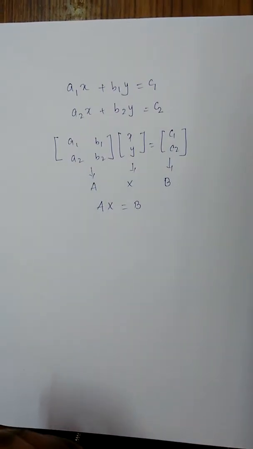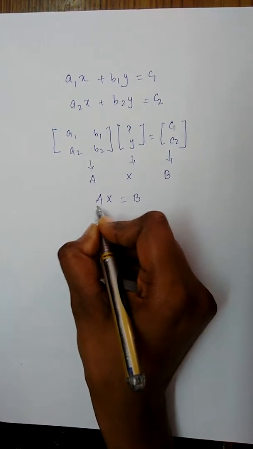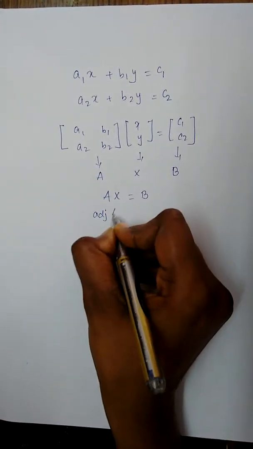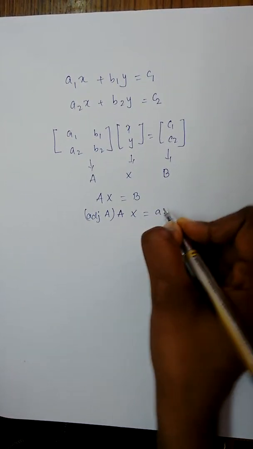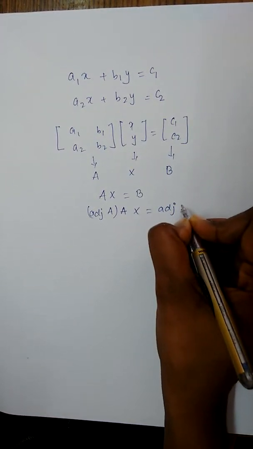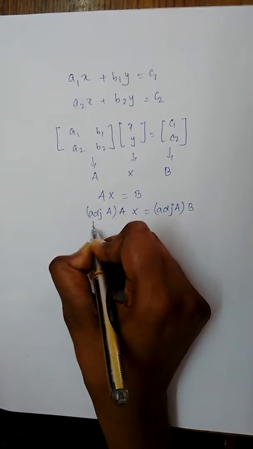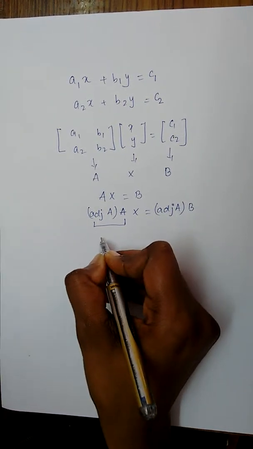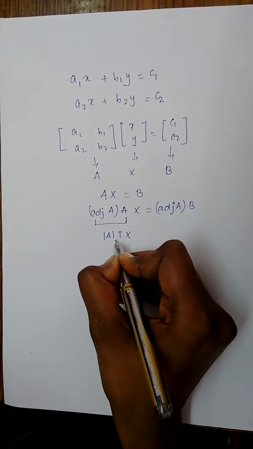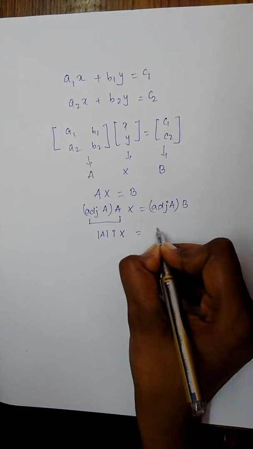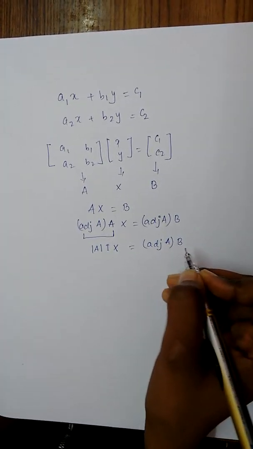First we'll discuss the steps. How do we need to solve this? If we multiply the adjugate of A to both sides of the equation, then this will be adjugate of A into B. As we know, adjugate of A into A is determinant of A into I. So determinant of A into I into X is equal to adjugate of A into B.